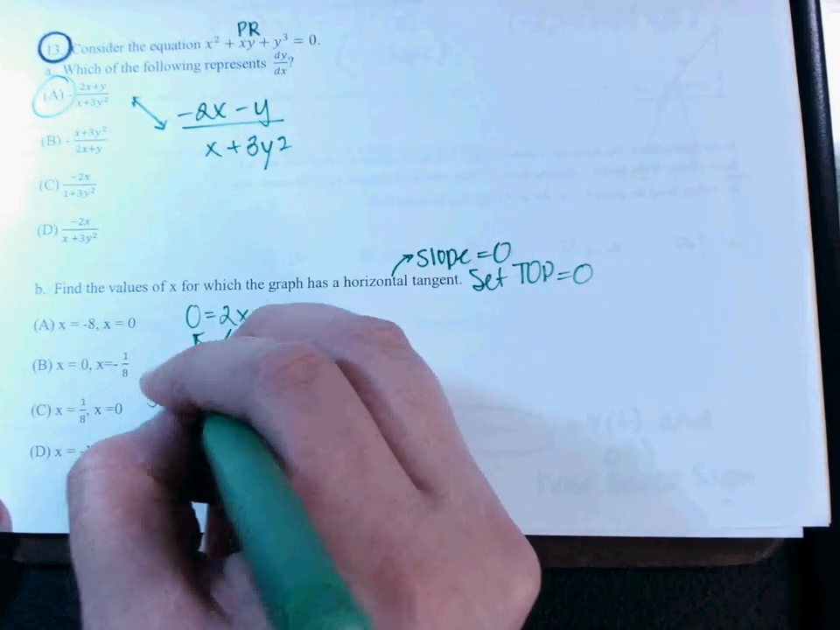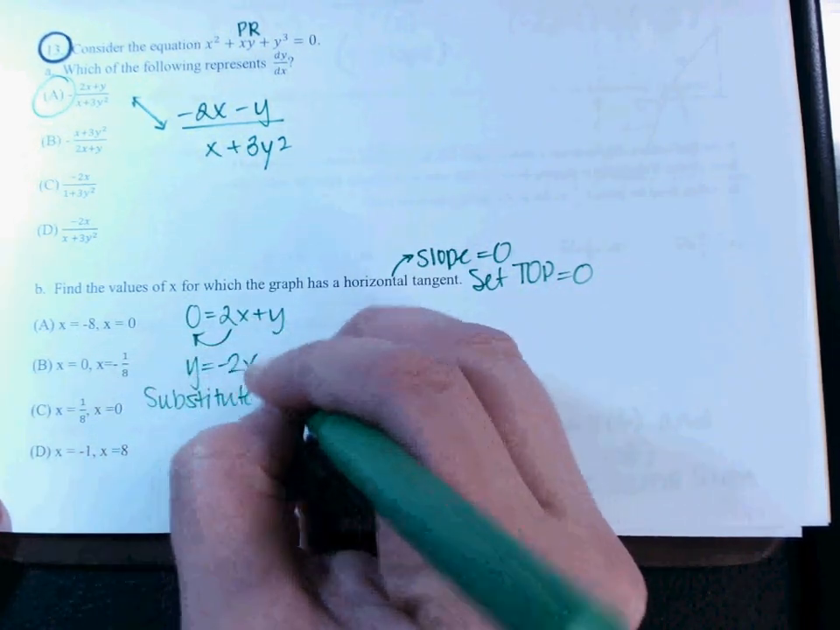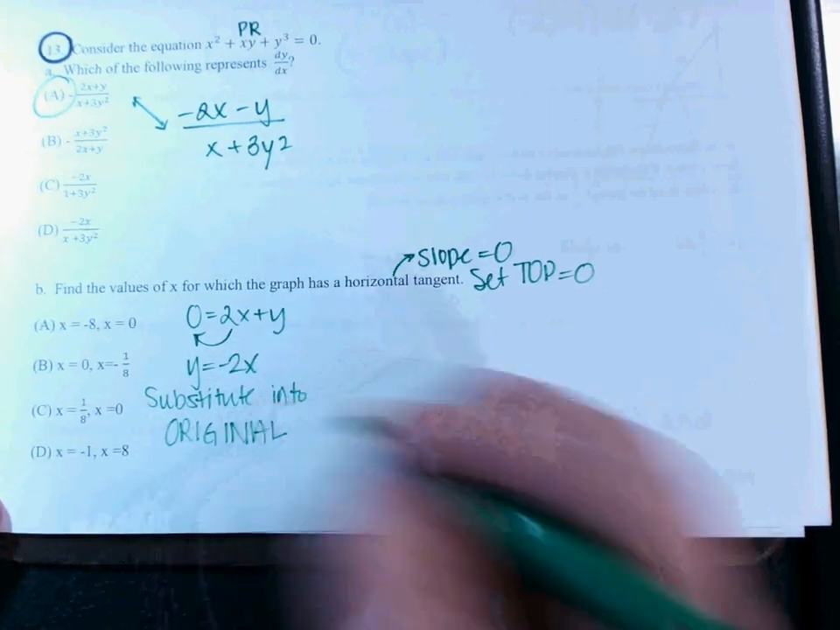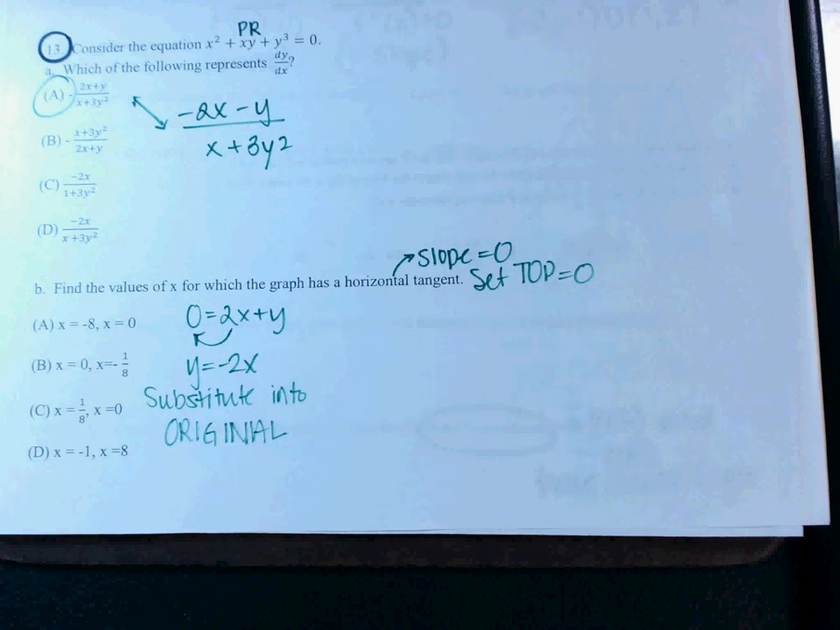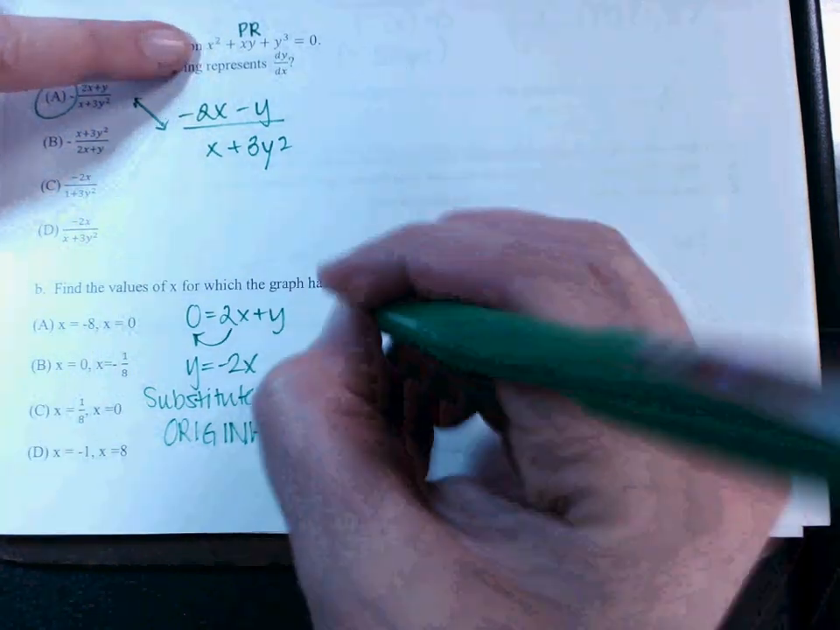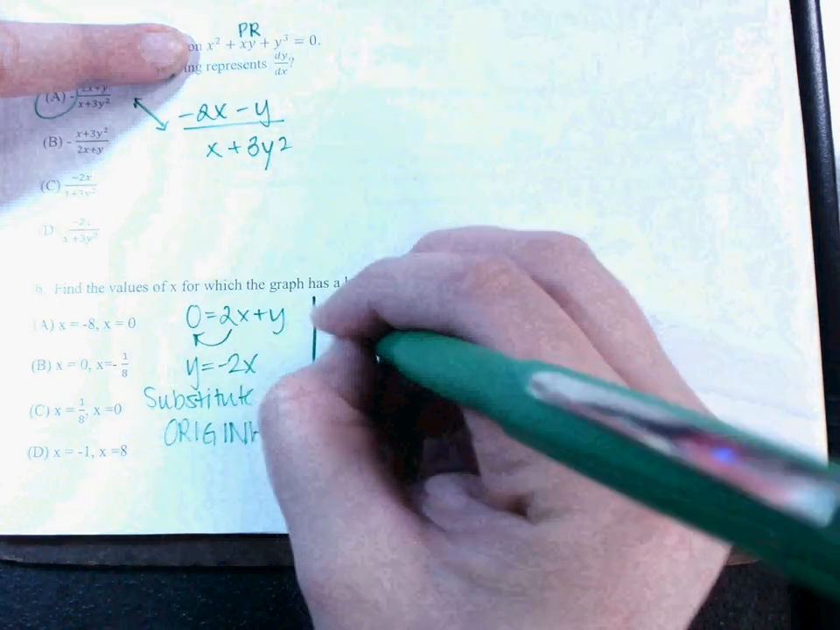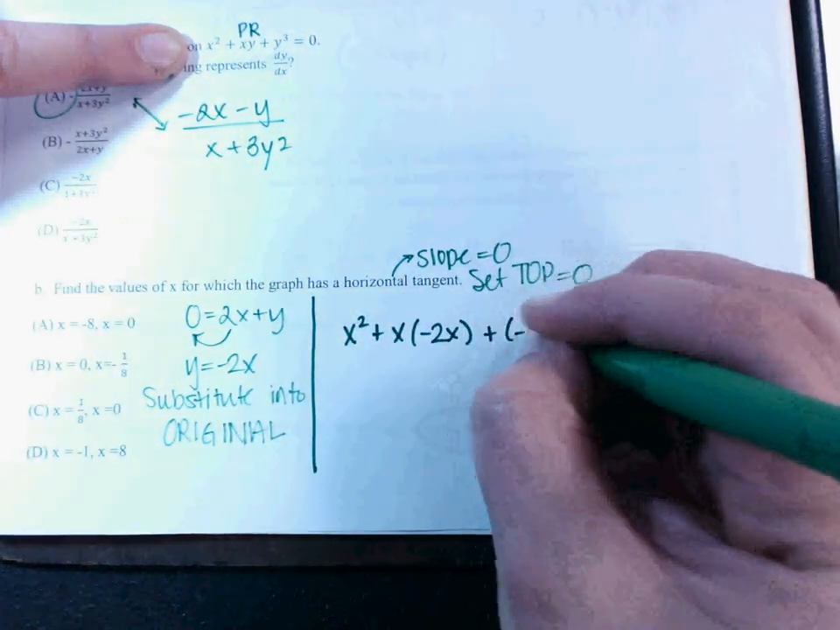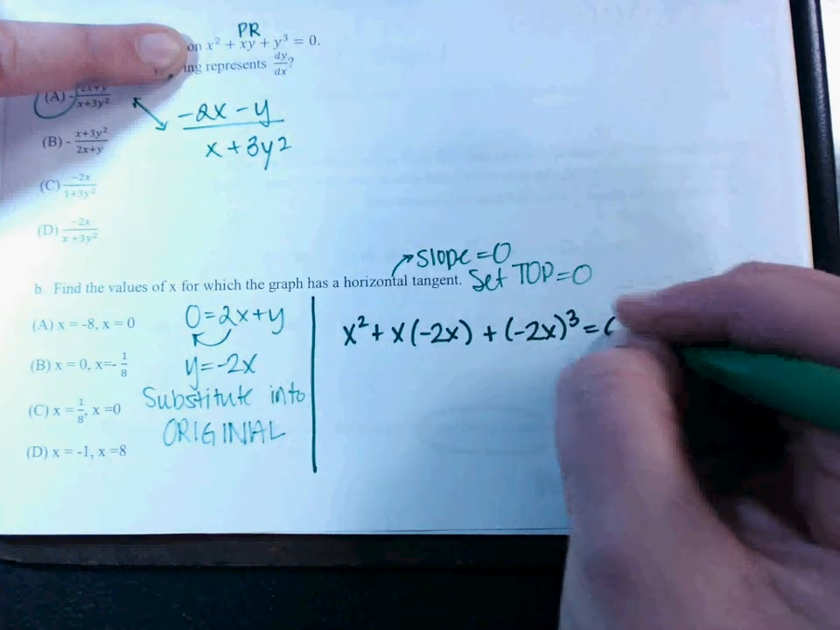Where am I going to substitute? The original, very good. You are going to substitute into the original. So come back to the original here. I have x squared plus xy plus y cubed, and I'm subbing in y equals negative 2x. So here we go. x squared plus x times y, which is negative 2x, plus y cubed, which is negative 2x cubed, equals 0.